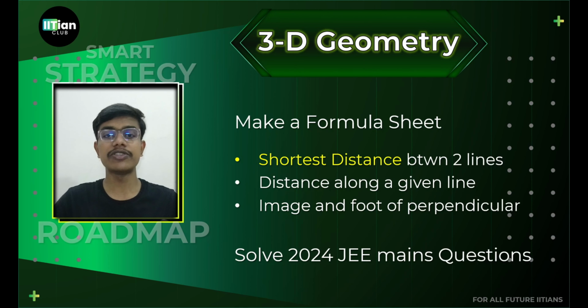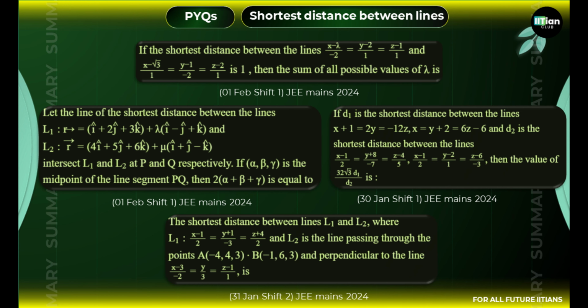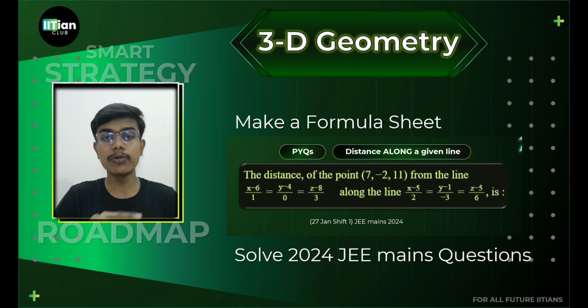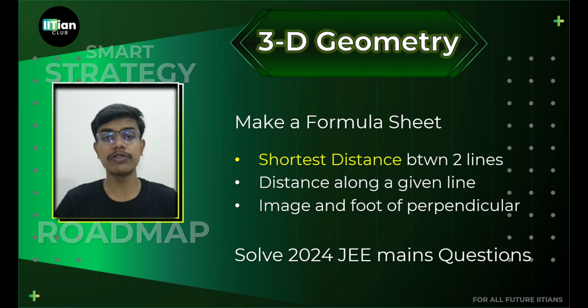And the key topics which you have to go through in 3D geometry are shortest distance between two lines, where you can see n number of questions asked from this topic, and distance along a given line. Usually students know the formula directly to find the shortest distance between two given lines. But NTA sometimes tests the concept of distance along a given line. What they will tell you is there are two lines given and you have to find the distance between the lines along another line. It is not the shortest distance. It will be in another direction. For that, you have to learn that concept and solve the questions which were asked in 2024.